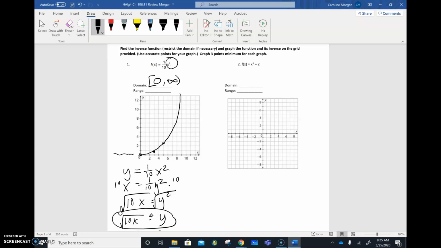Now my inverse, I'm going to graph that on the same graph so I can see it. 10x. I'm going to graph that on the same graph so I can see it. I'm going to look at my table. It looks like, sense check, it looks like an inverse function.